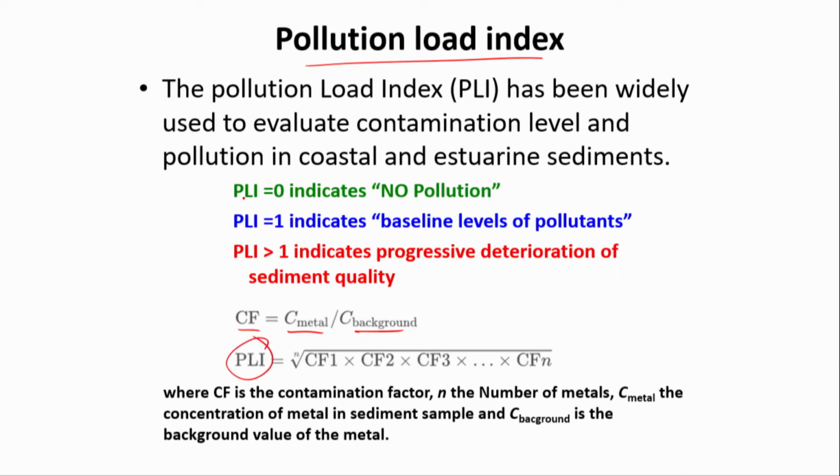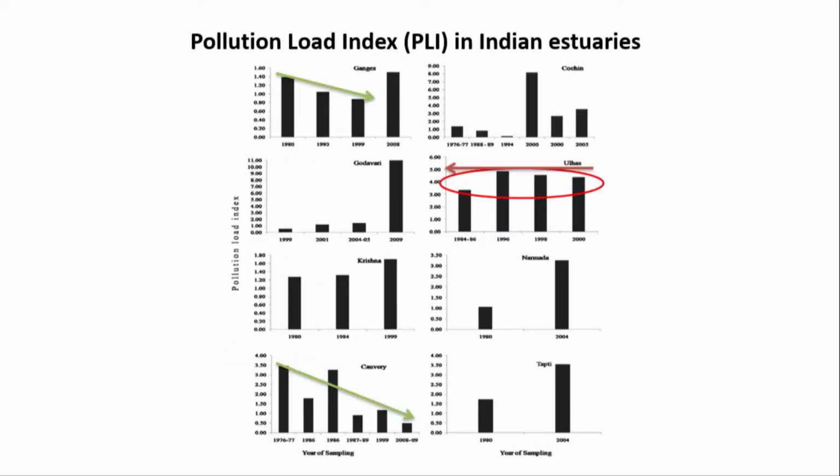And if the pollution load index is 0, it indicates that there is no pollution. Pollution load index 1 indicates the baseline level of pollutant, and pollution load index greater than 1 indicates progressive deterioration of the sediment quality, and sediment quality reflects the overlying water column as well as the environment. Here again I showed how the pollution load index in Indian estuaries is changing with time.